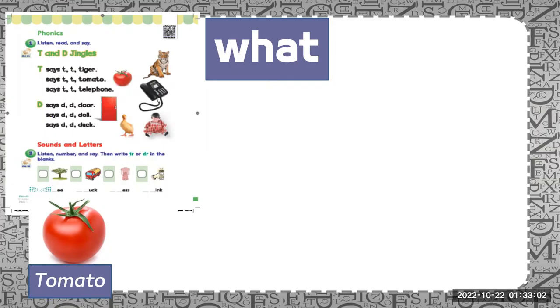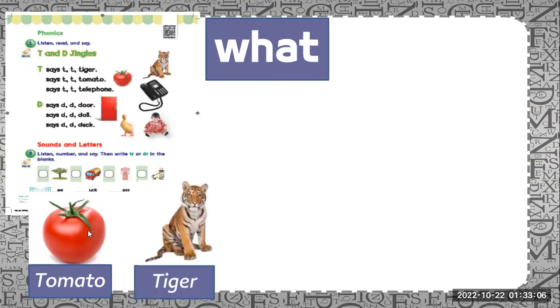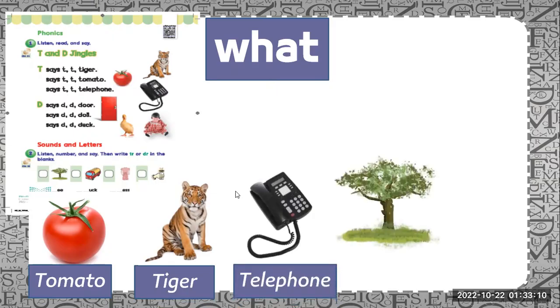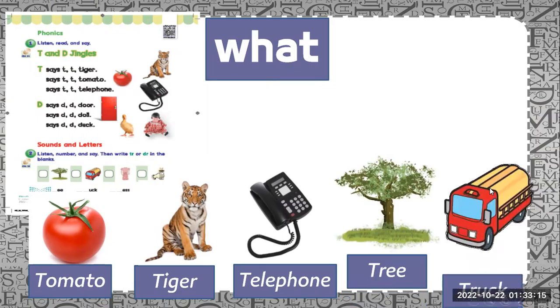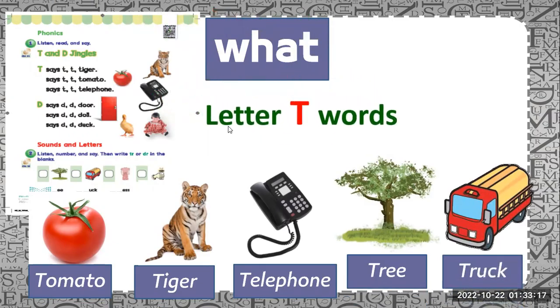So let's see the first one: tomato, tiger, telephone, tree, truck. Yes, these are letter T words. Tomato, tiger, telephone, tree, truck.